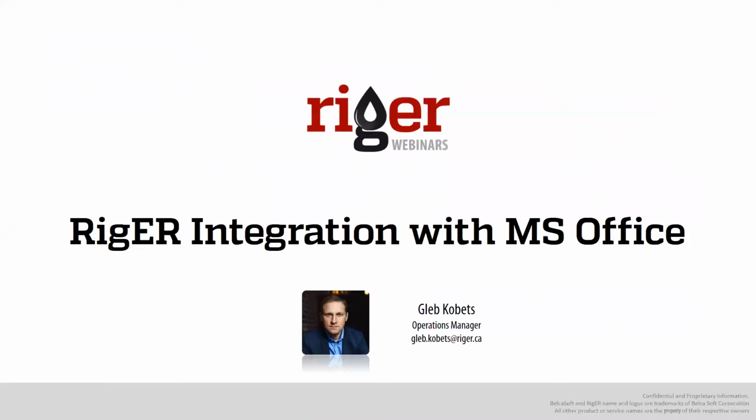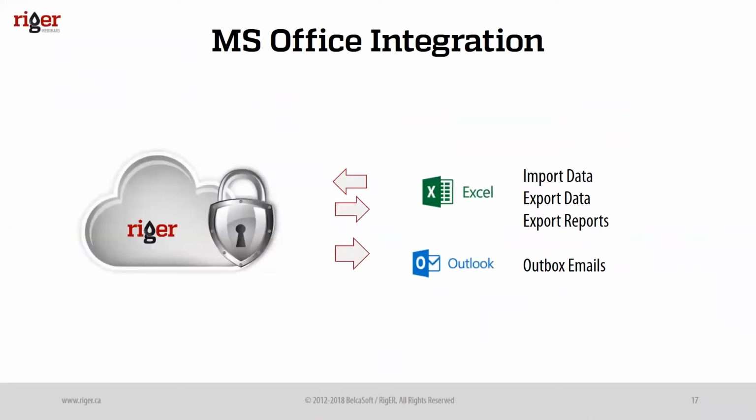Hello, everyone. Thanks for joining us today. So, about RigER integration with the Microsoft Office package. We have two-way integration with Excel. We can import data from Excel spreadsheets and we can export data from RigER to Excel as well. And we can export reports to give you the ability to work with the reports in the most efficient and comfortable way, as you are used to. And we have the integration with Microsoft Outlook, which allows us to send different kinds of information from RigER to external recipients through the Microsoft Outlook application.